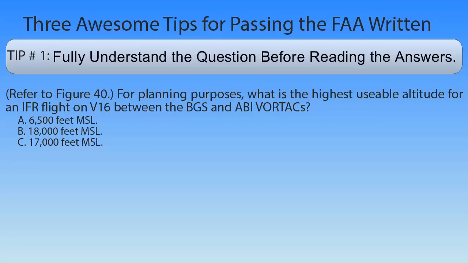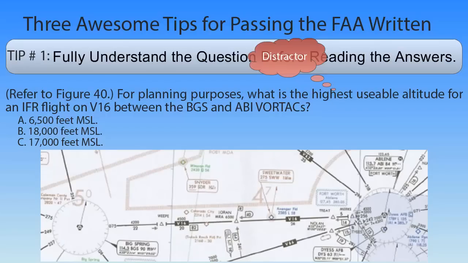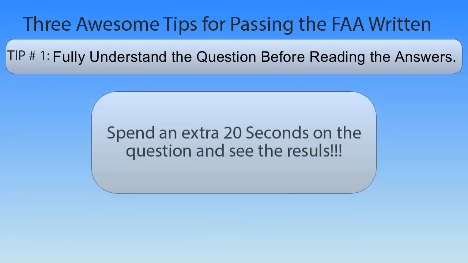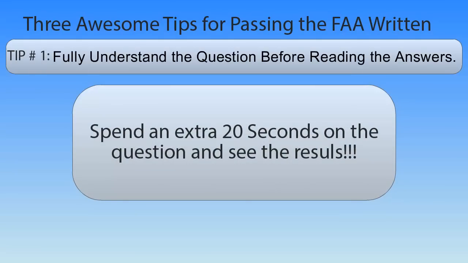And the distractor here is maximum altitude. Is there an MAA on this figure? I don't see a maximum authorized altitude, so that's just a distractor to make you think more, but you're losing the point. The flight from BGS to ABI gives you an eastbound heading. The answer has to be 17,000 feet, because it's the only IFR altitude for an eastbound heading. 6,500 feet is a VFR altitude, and 18,000 feet is a westbound altitude. So, by spending the extra 20 seconds on the question, you will make the answer much more accurate and easier.